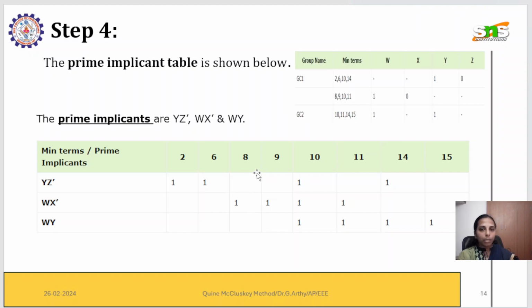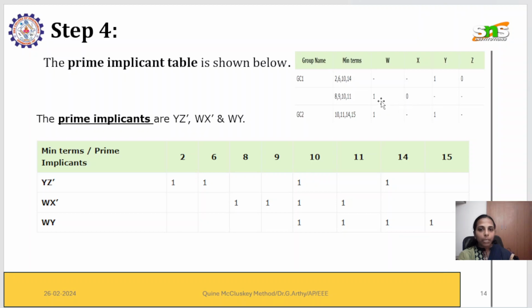So see, I'm writing this prime implicant below. For this prime implicant, for y equal to 1 and z equal to 0, that is y z dash, the minterms related to this are 2, 6, 10 and 14. In some texts it was mentioned as 1, and in some texts it was written as x, right? Anyhow we can mention.